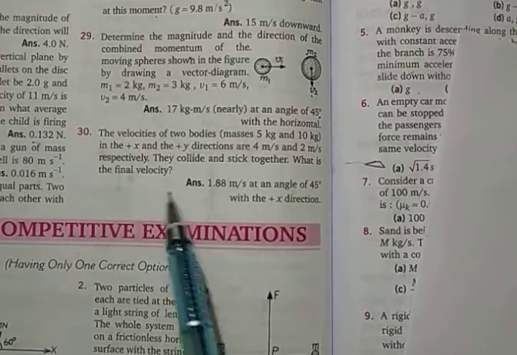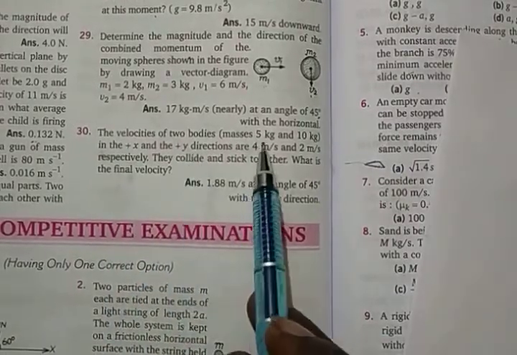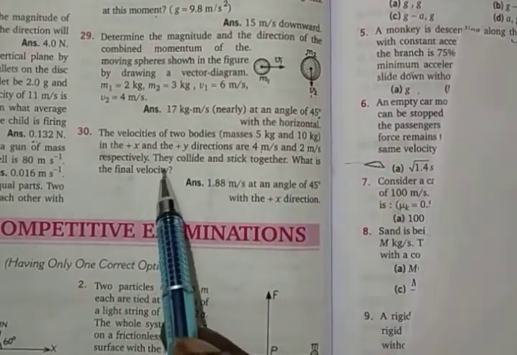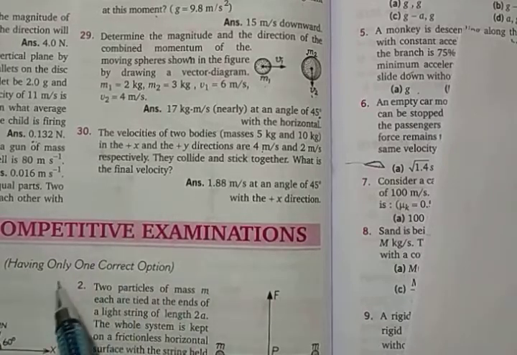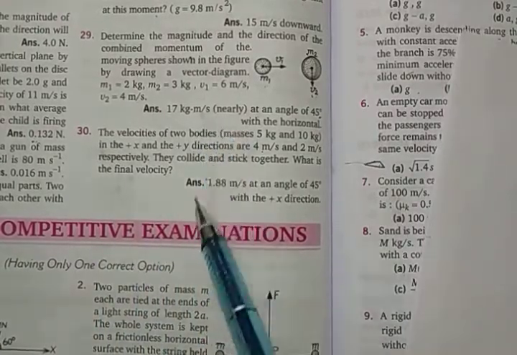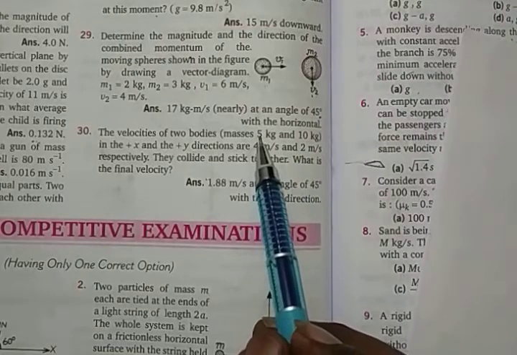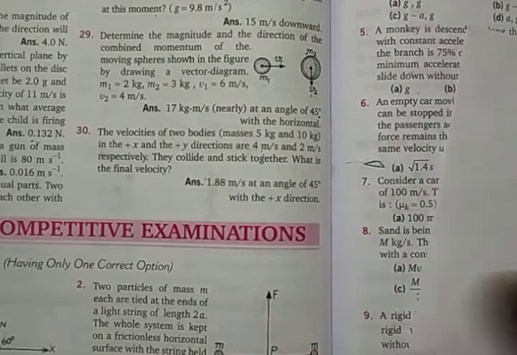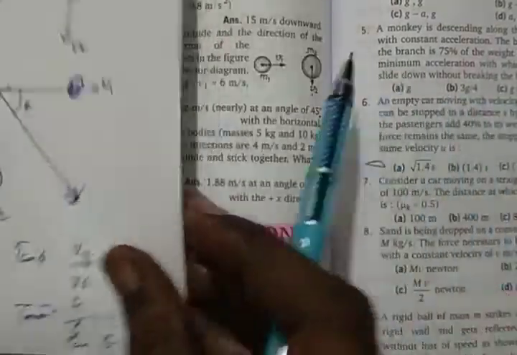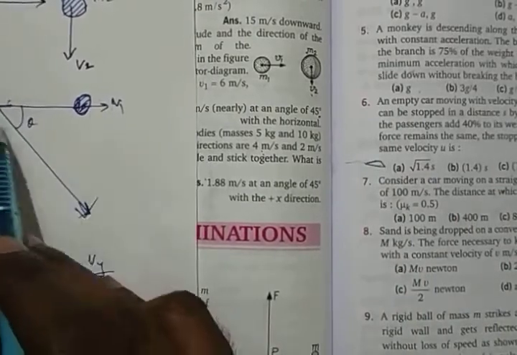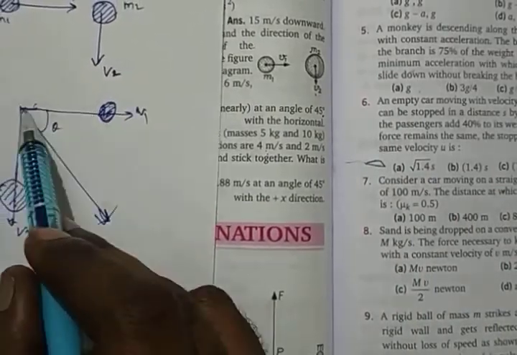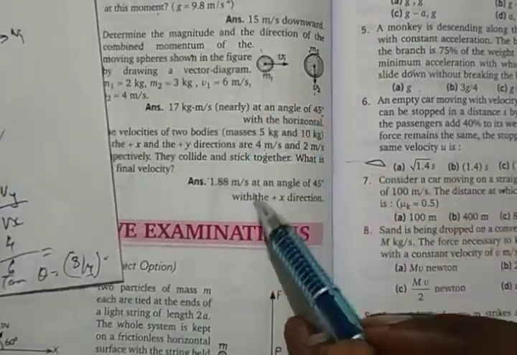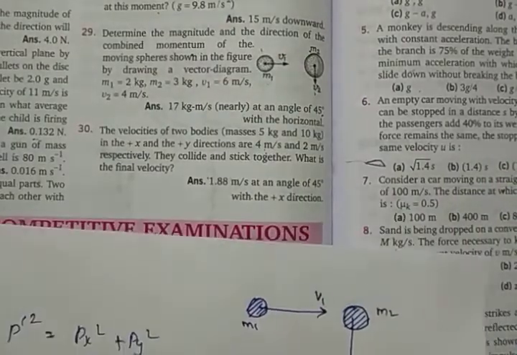Look at the next question. The velocities of two bodies, masses 5 kg and 10 kg, in x-axis and y-axis direction are 4 and 2 meter per second respectively. They collide and stick together. What is the final velocity? These two questions are quite similar. The 5 kg mass is going at 4 meter per second, the 10 kg mass is going at 2 meter per second. It's exactly the same situation. One is going in the x-axis, another in the y-axis. Finally, they collide with each other and become a single body. We need to find the final velocity. So you can find out what the answer could be.